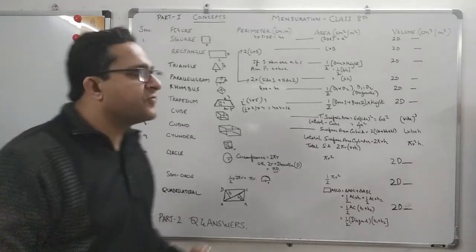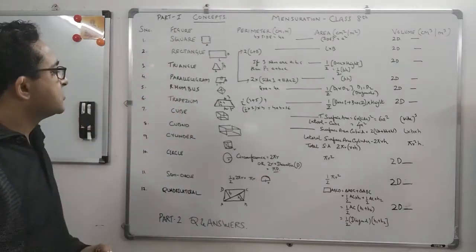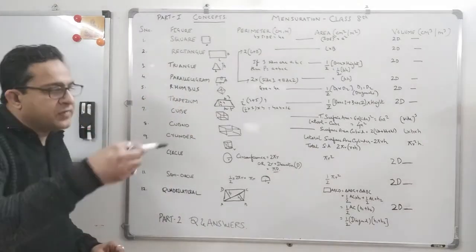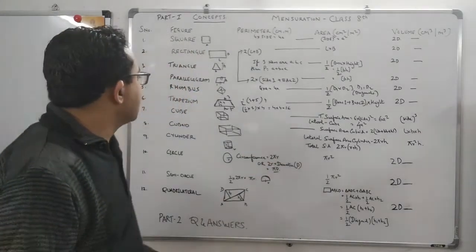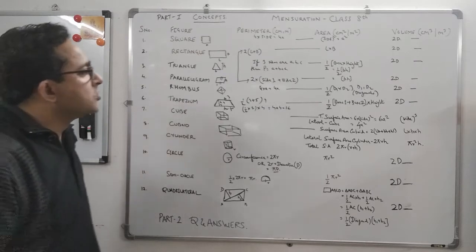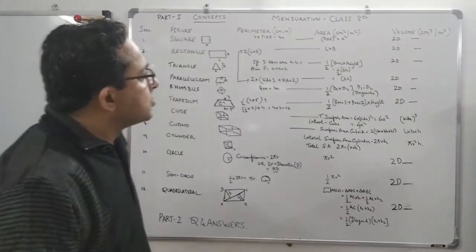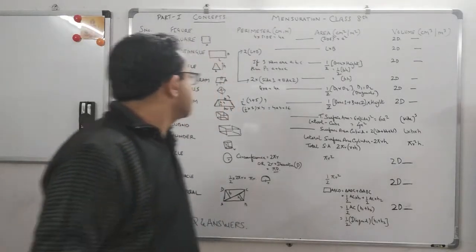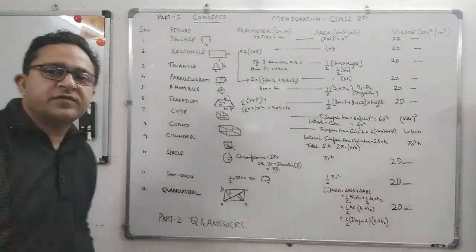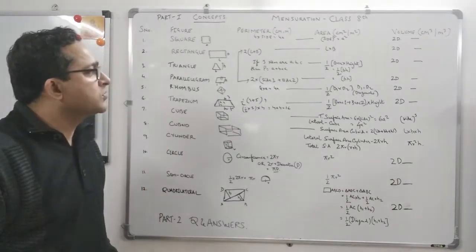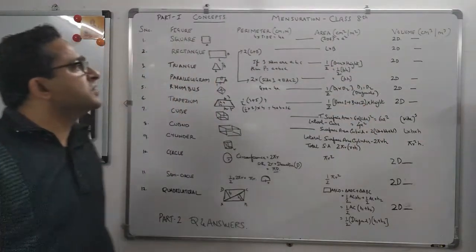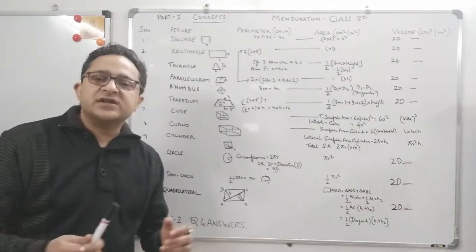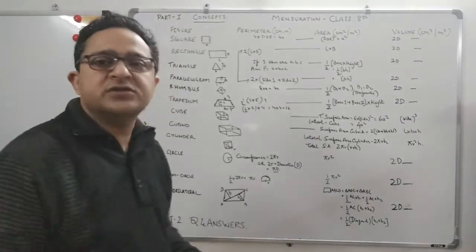And what's the lateral surface area? 4a square, right? We are not taking the top and the bottom, we are taking the 4 sides. So 4a square is the lateral surface area of the cube, and the total surface area, the whole, is 6a square. So what is the volume of the cube? Like we have side square in area, now it is side cube because it is length into breadth into height, and all the sides are equal. So a into a into a, or side cube.